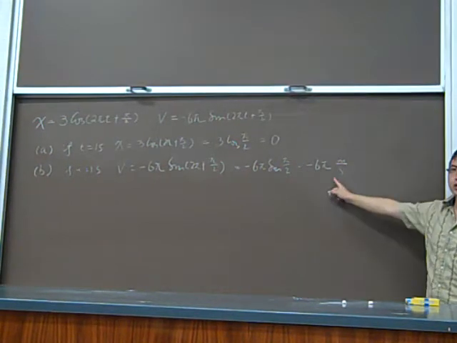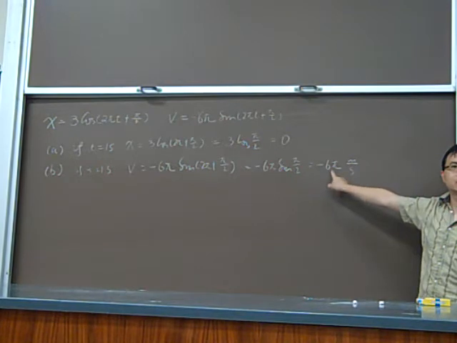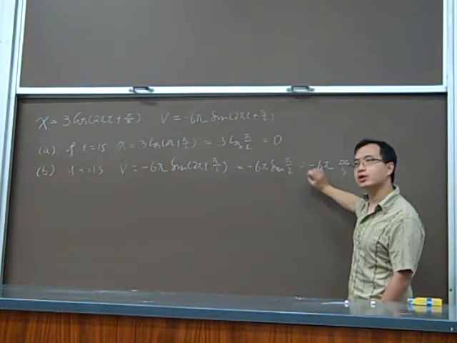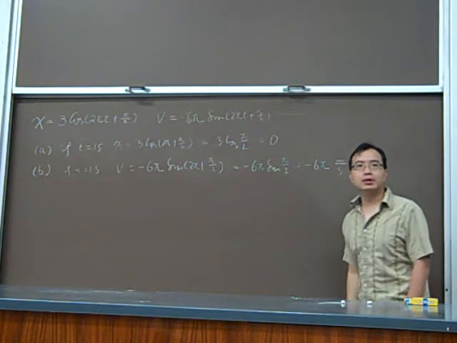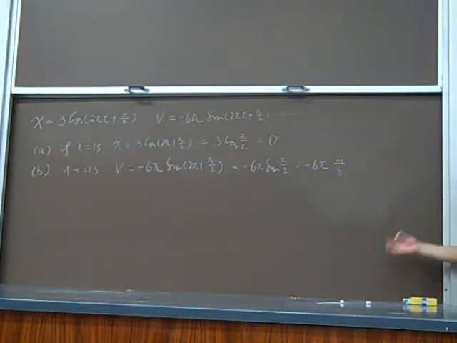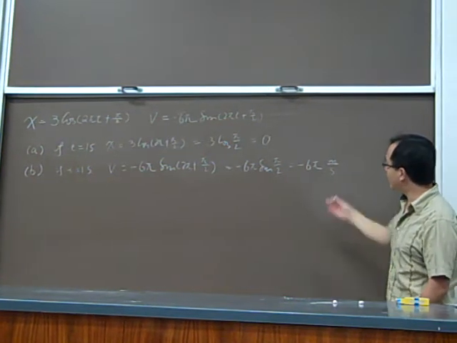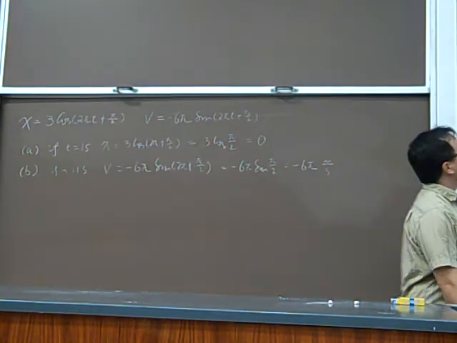For this part, it's okay to keep just negative 6 pi like that. It's very common that we use pi instead of the actual number, because many things are multiples of pi, 2 pi, 3 pi, half pi. Any questions so far? Part A and B.